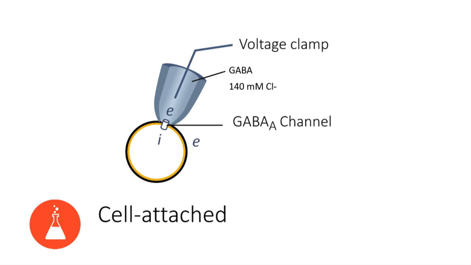In this case, it is only these channels that are opened by GABA molecules, and we will get a current carried by chloride ions. We have 140 millimolar chloride in the pipette, and we do not know too well how much we have inside, except that it is a lot less. We cannot know exactly because in this configuration, the intracellular medium is the neuron's intracellular physiological environment.